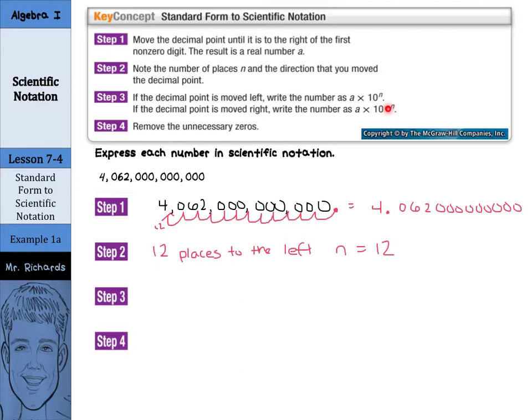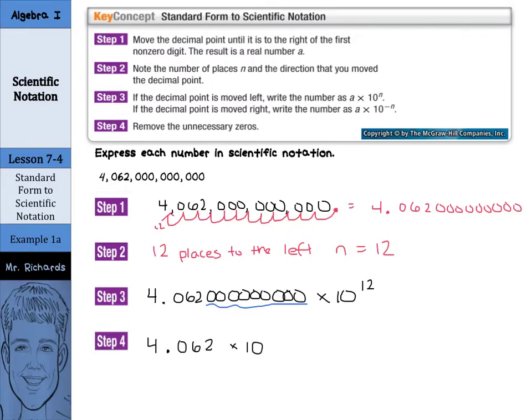Okay, so step 3, rewrite this thing. This is going to be 4.06200000000 times 10 to the 12th. Step 4, remove the unnecessary zeros. What are unnecessary? Well, all of these. So this is just going to become 4.062 times 10 to the 12th.